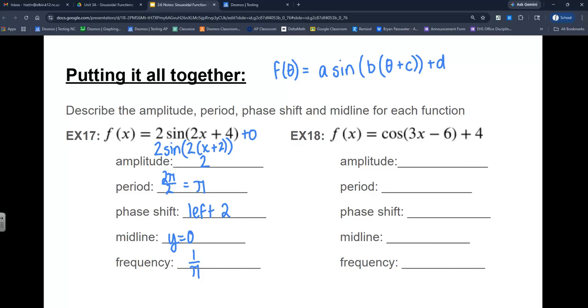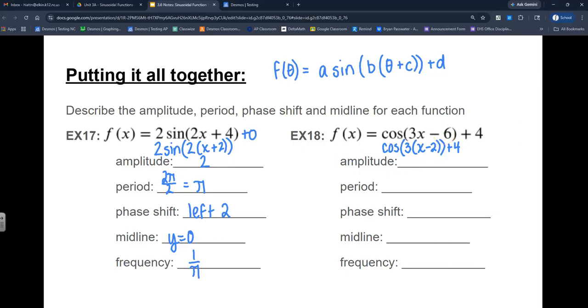For 18, we're going to need to do the same thing that we did for number 17. I have both a b value and an extra value over here, and I want to be in this form where I've got the b factored out. So this function will look like this: cosine of 3 parentheses x minus 2 plus 4. So I'm just factoring a 3 out of both of these here. If I multiply this back, 3 times x is 3x. 3 times negative 2 is negative 6. So this is still equivalent.